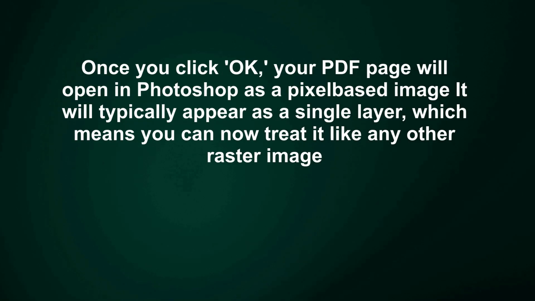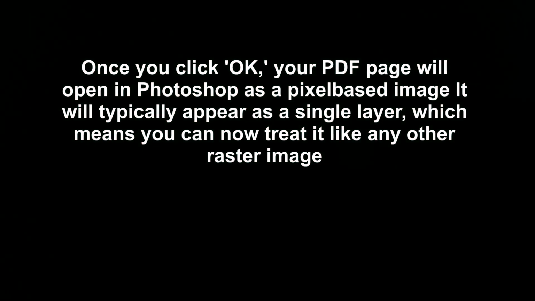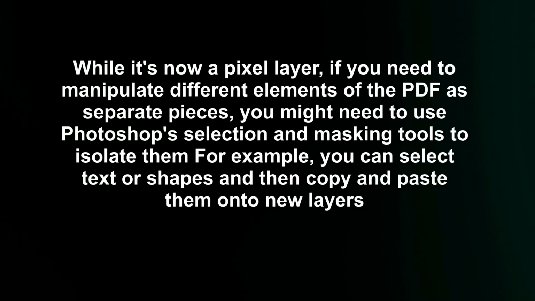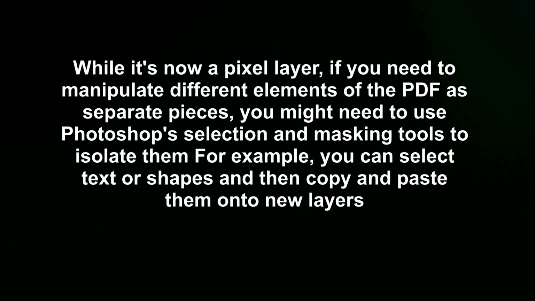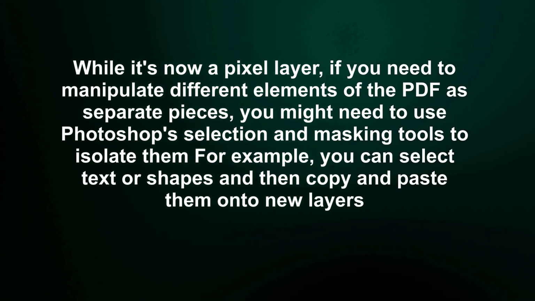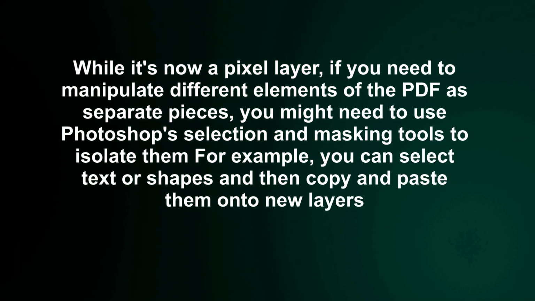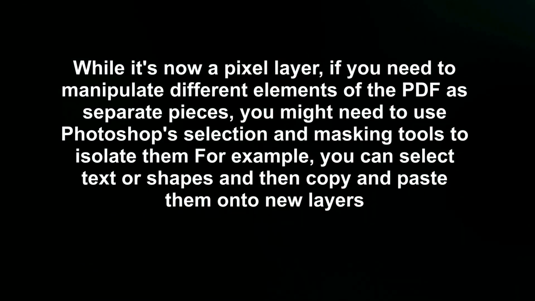As a pixel-based image, it will typically appear as a single layer, which means you can now treat it like any other raster image. While it's now a pixel layer, if you need to manipulate different elements of the PDF as separate pieces, you might need to use Photoshop's selection and masking tools to isolate them. For example, you can select text or shapes and then copy and paste them onto new layers.